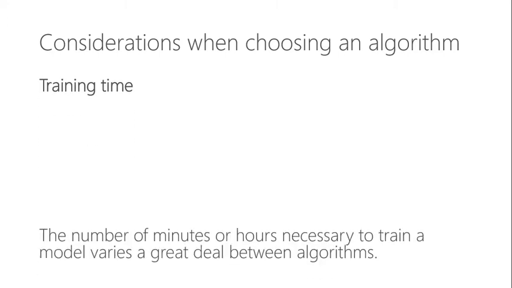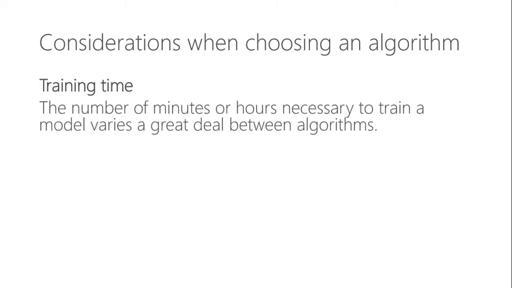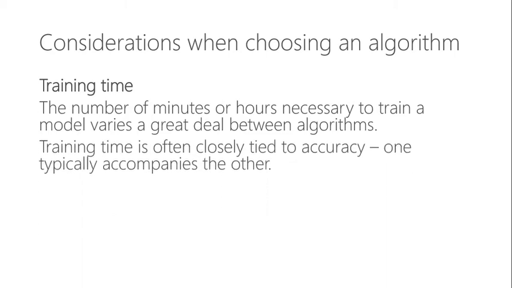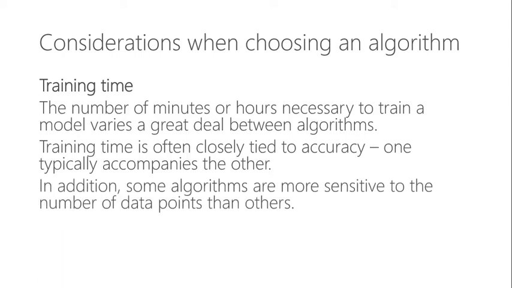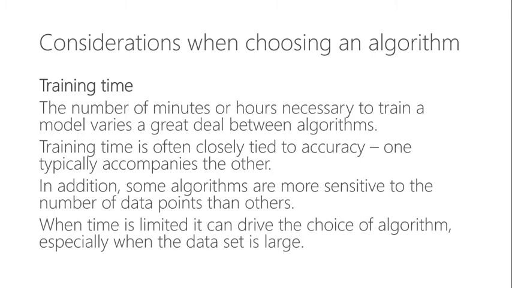Training time. The number of minutes or hours necessary to train a model varies a great deal between algorithms. Training time is often closely tied to accuracy. One typically accompanies the other. In addition, some algorithms are more sensitive to the number of data points than others. When time is limited, it can drive the choice of algorithm, especially when the data is large.